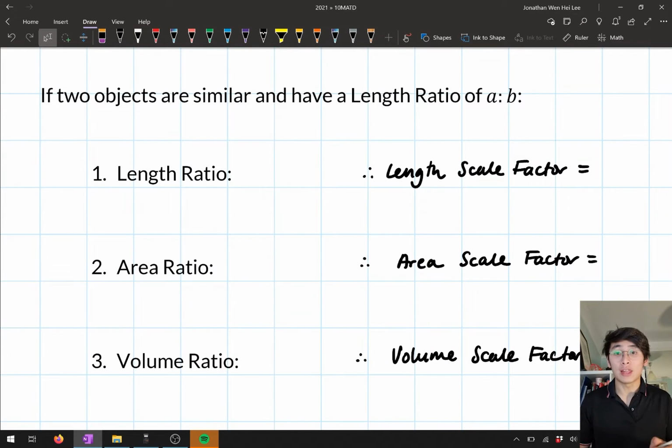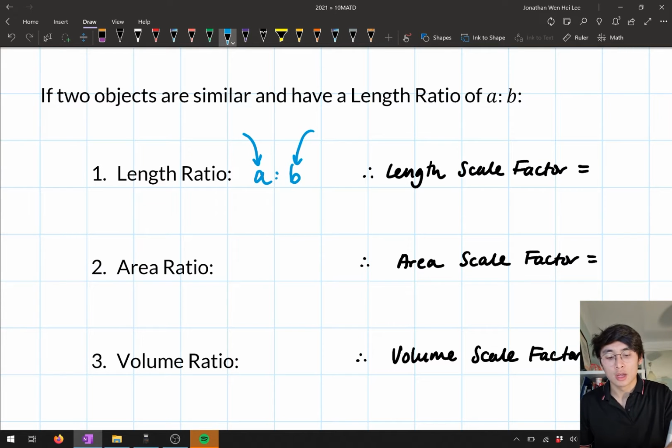B. So if they have a length ratio of A to B. And in our lesson so far, we looked at finding the length scale factor. The way that we did this was, if we have two measurements, so let's say B is the measurement in our larger shape and A is the measure in the smaller shape. So if we have the measurement of B centimeters compared to A centimeters, we found the scale factor by doing B divided by A.